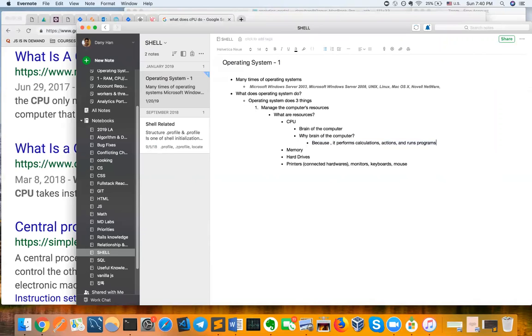Like human beings, right? What does our brain do? If we're the computer and we have a brain, the brain allows us to speak. It allows us to move our hands, arms. It allows us to take actions, right? And it also lets us think, perform calculations, and all of these different things.